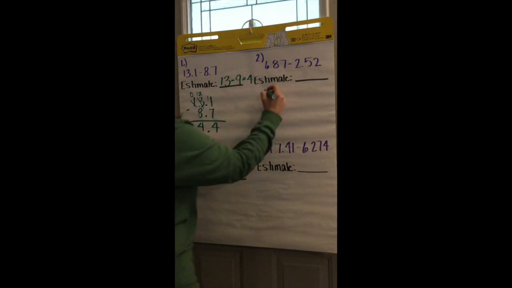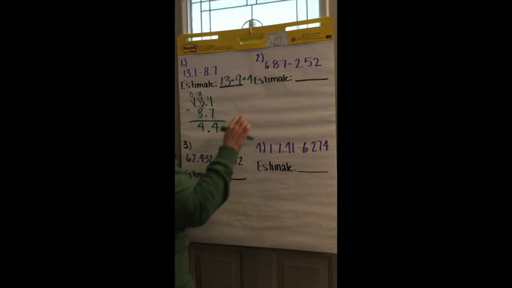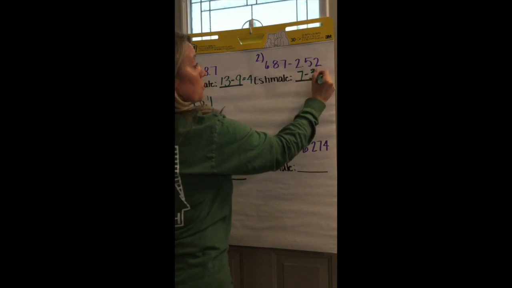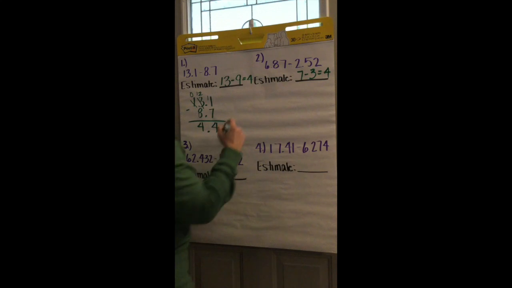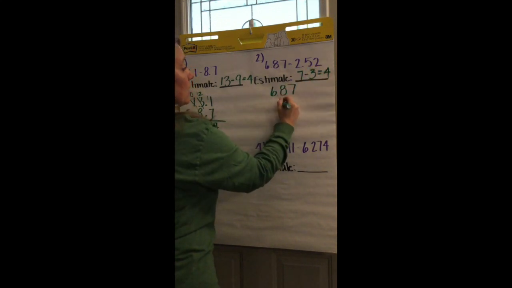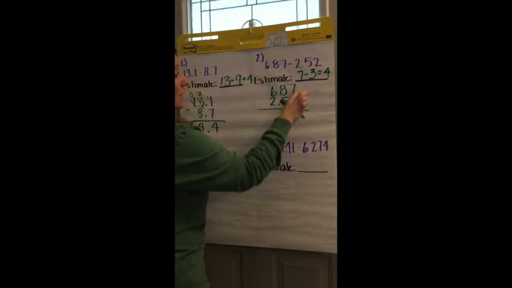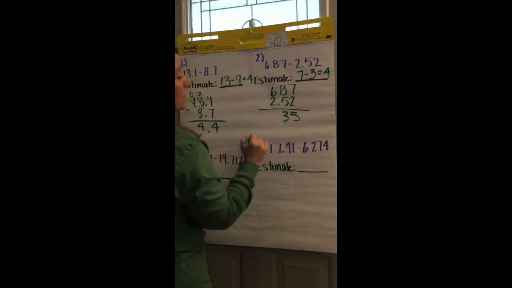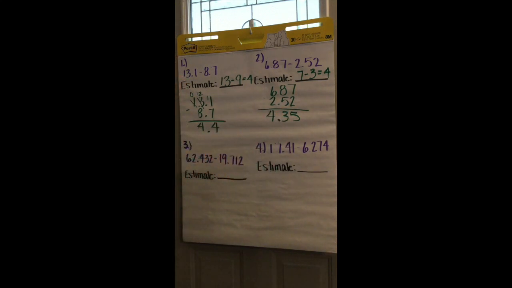For number 2, I have 6 and 87/100 and 2 and 52/100. So I'm going to estimate this to 7, and I'm going to estimate that to 3. And when I do 7 minus 3, I get 4. So I have 6 and 87/100, and these hundredths line up nice and neat. So I can subtract. 7 minus 2 is 5. 8 minus 5 is 3. My decimal falls into my answer, 4 and 35/100.